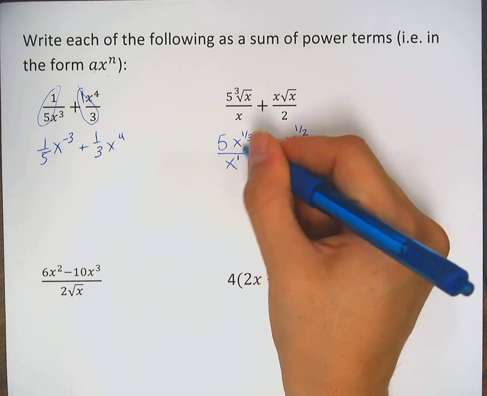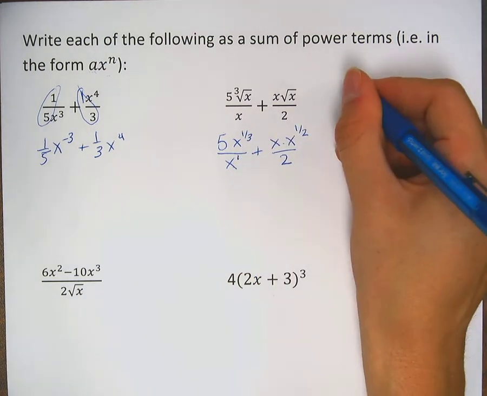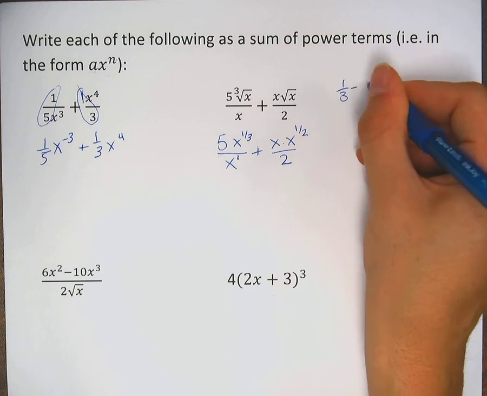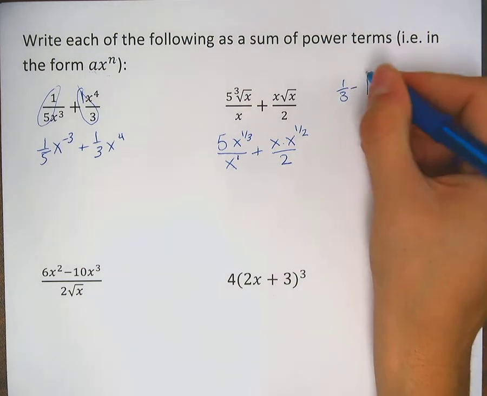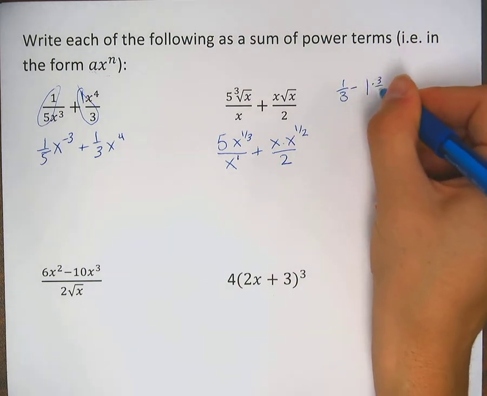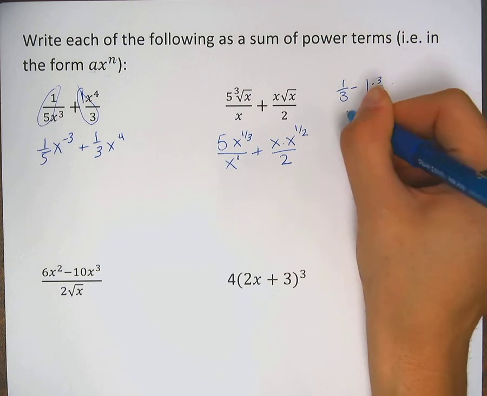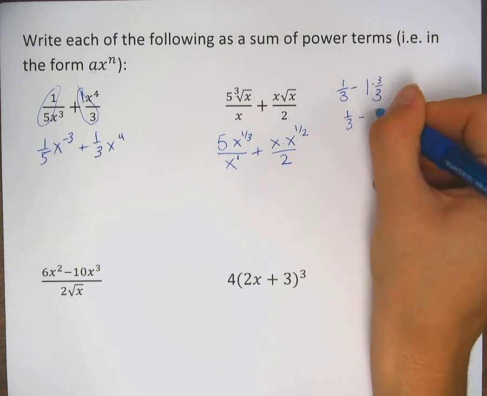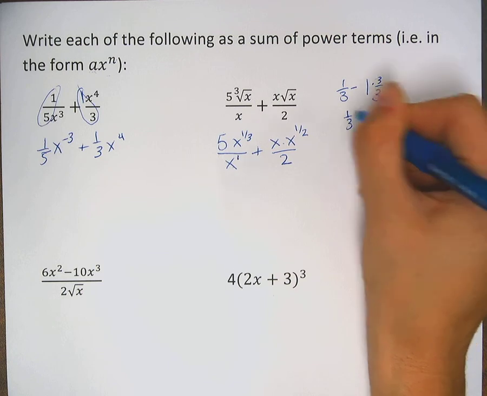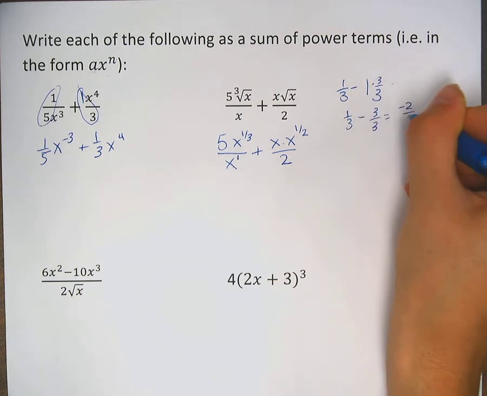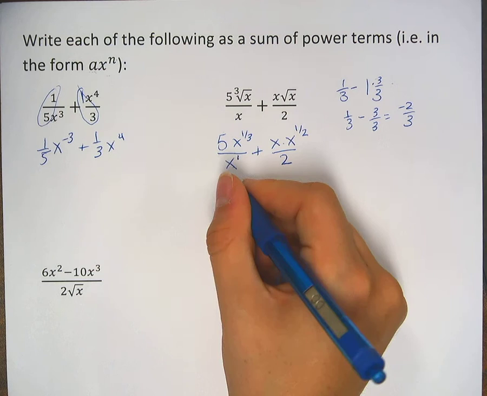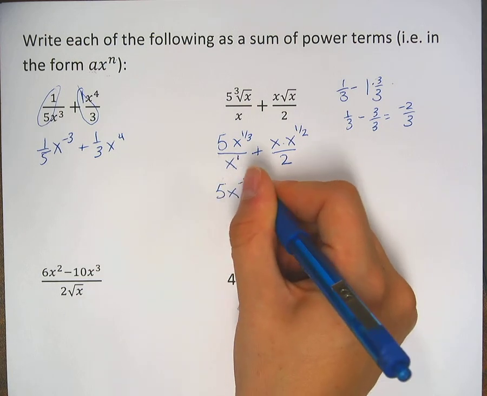I want to subtract 1/3 minus 1, and in case you forgot your fractions, off to the side here, 1/3 minus 1, right? Remember, you need a common denominator, so you multiply by 3/3. So that's really 1/3 minus 3/3, and then 1 minus 3 I can subtract, I get negative 2/3. So this would be 5x to the negative 2/3.